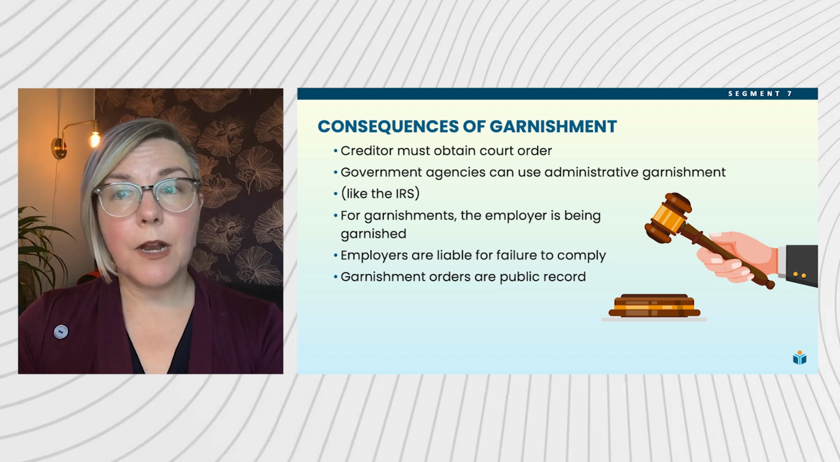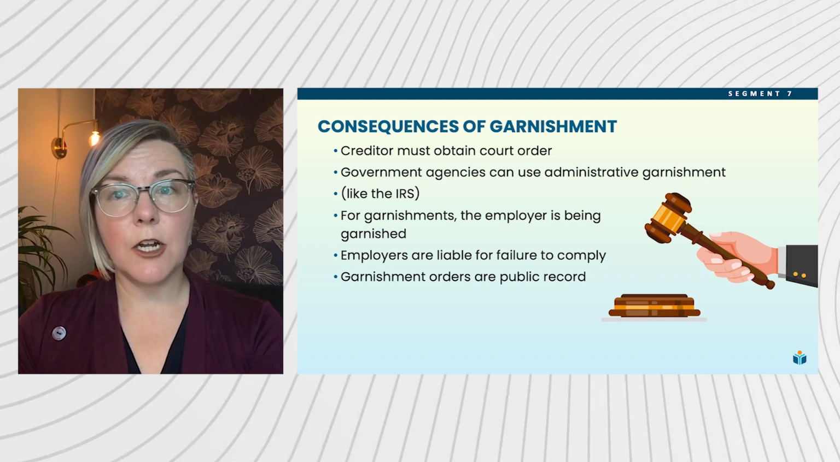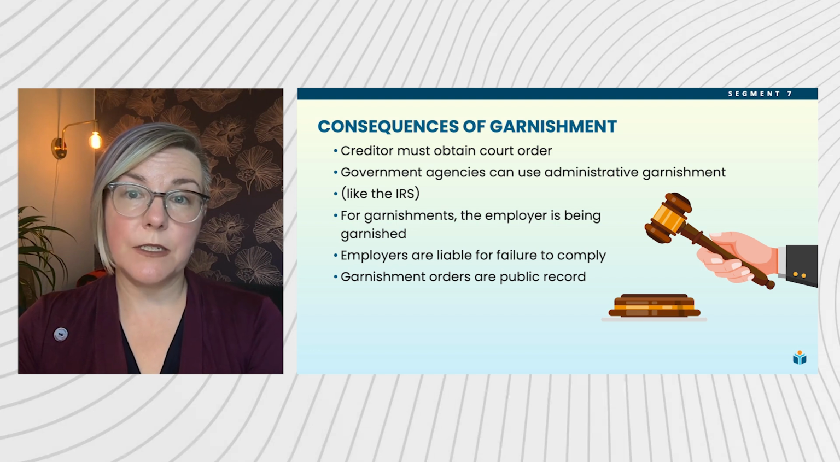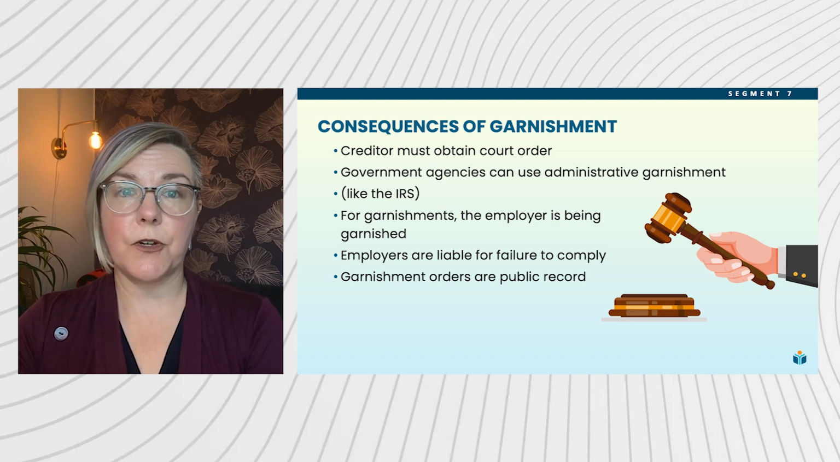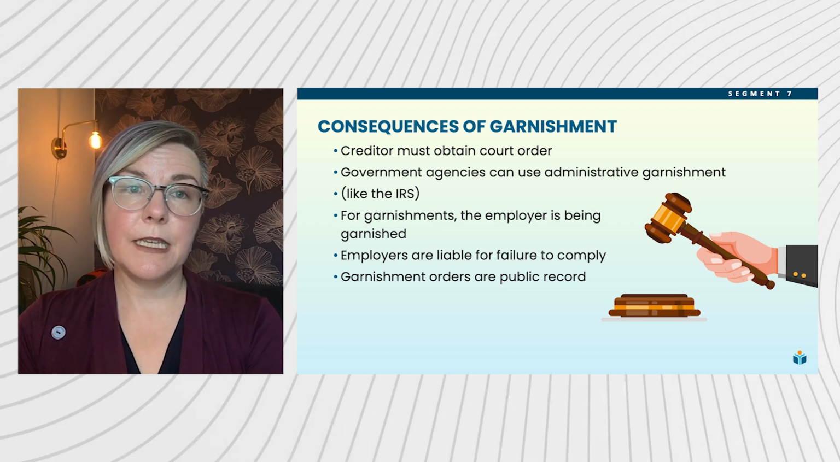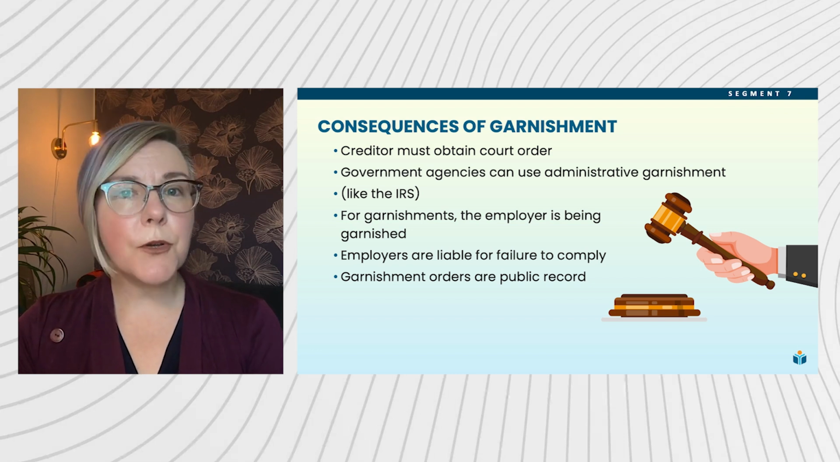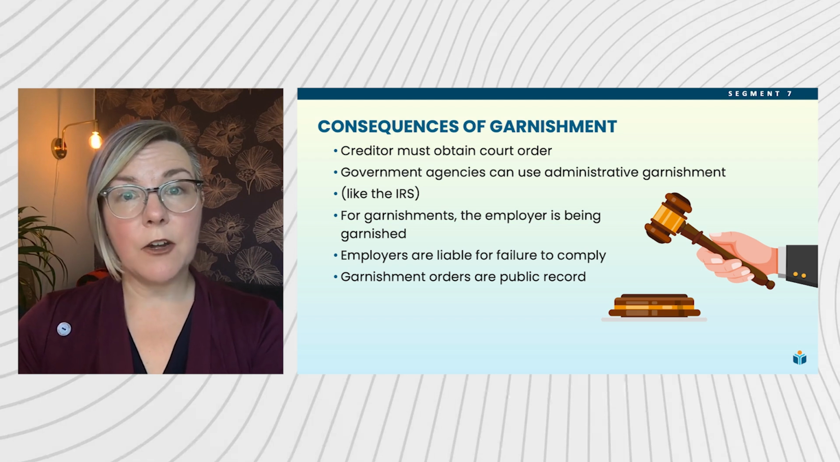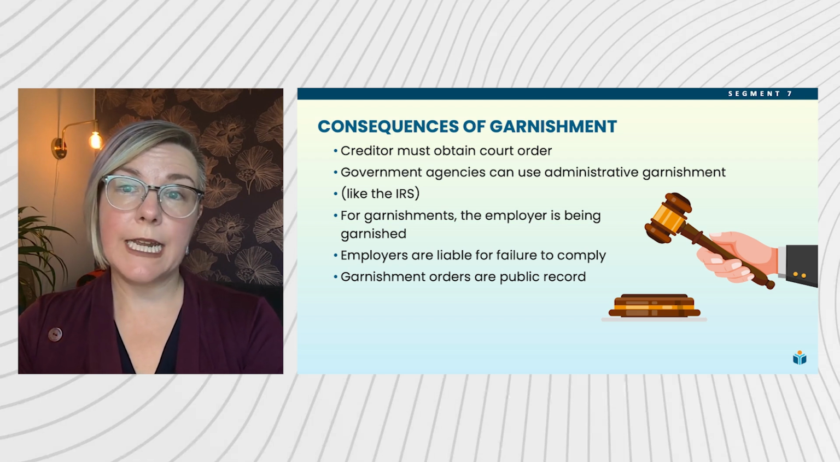Credit card companies and private student loan lenders must obtain a garnishment order through court. Government agencies can use administrative garnishment to garnish your wages without having to get a court order. The IRS may garnish your wages without a court order. Technically, by law, your employer is the garnishee, that is, the one being garnished. Liability for failure to comply with a garnishment order falls on the employer's shoulders. Garnishment orders are a matter of public record, which means credit reporting agencies can find out about them.